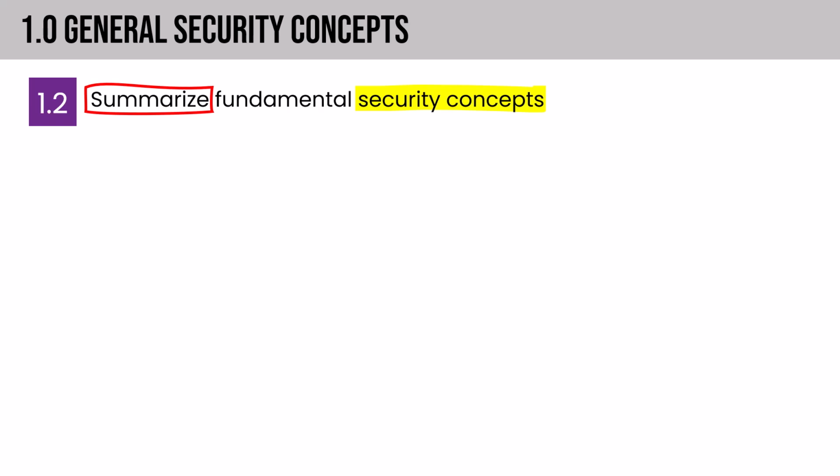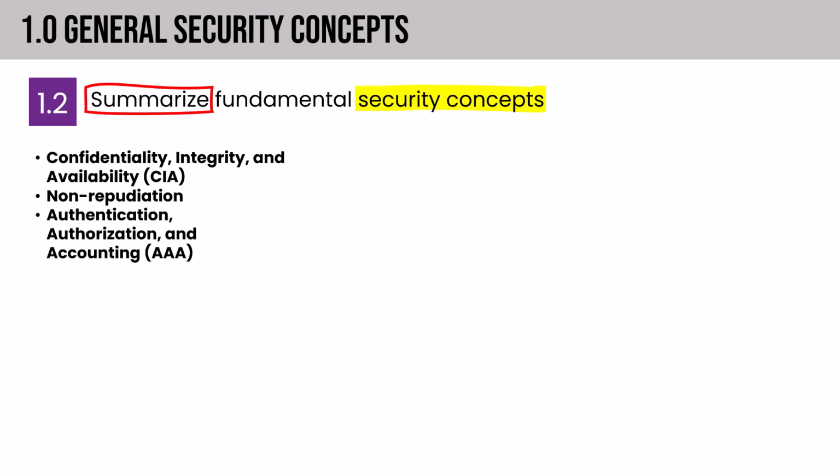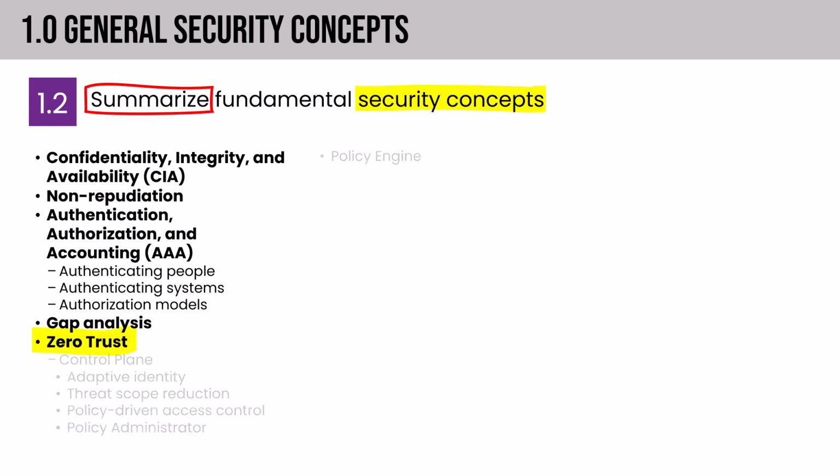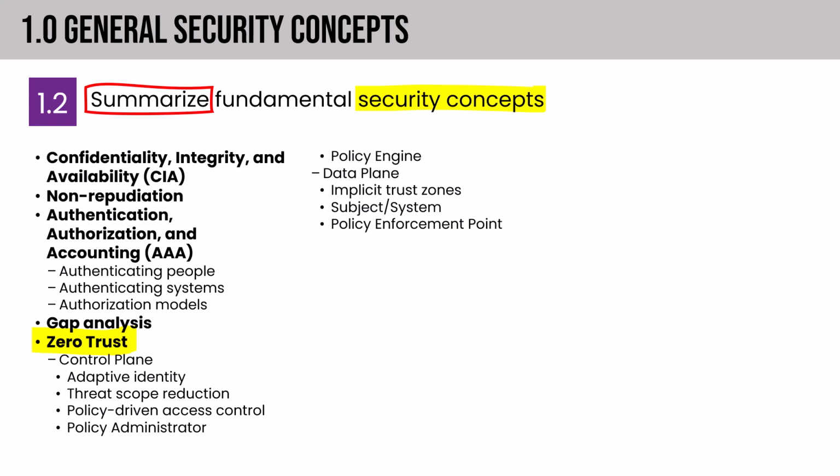So 1.2 begins with the CIA Triad: confidentiality, integrity, and availability, non-repudiation, authentication, authorization, and accounting, sometimes called the AAA protocols. We'll dig into authenticating people, systems, and authorization models here. The purpose and outcomes of a gap analysis. We're going to go deep on zero trust, both at the control plane and the data plane.